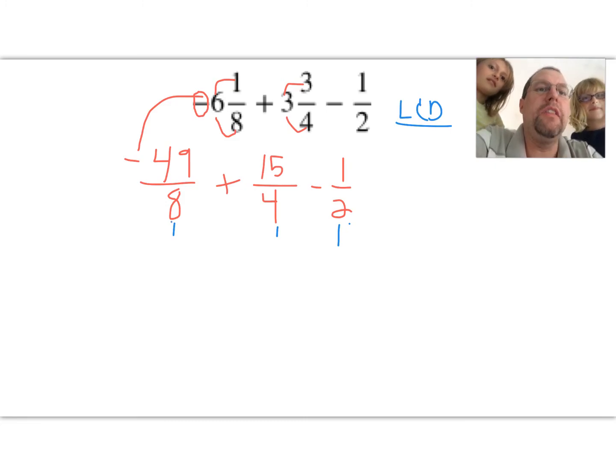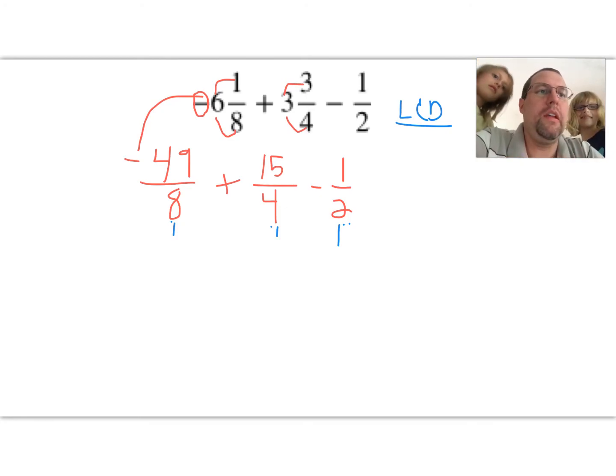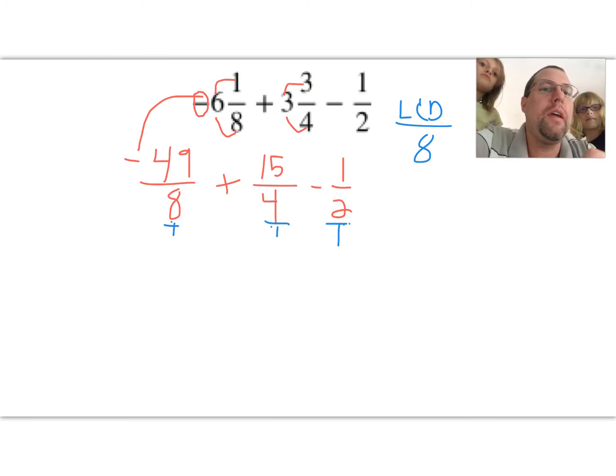If I were adding these fractions together, which is what I'm doing, what would my common denominator be? It would be 8. Yes. Because I can multiply all these numbers. I can multiply 8 to 8. I can multiply 4 by 2 to 8. And 2 to 4. Okay.